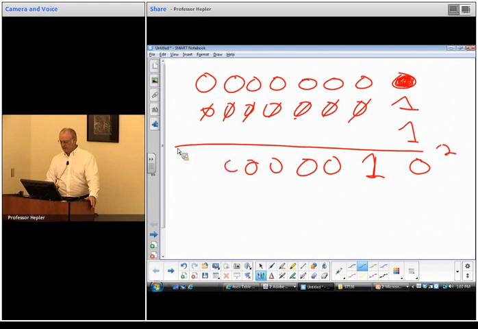There's the 8 bits. 6 zeros, a 1, and a 0. That equals 2 in decimal. You get the idea? How would you do 3? Well, 3 would be 11. Those are my funny ones, by the way.